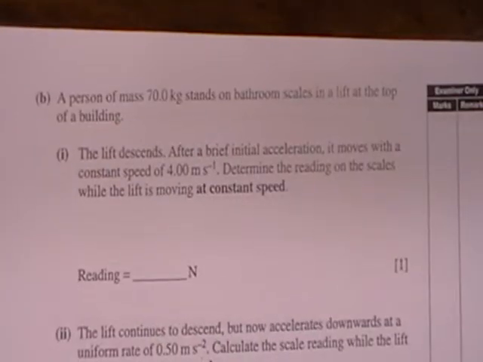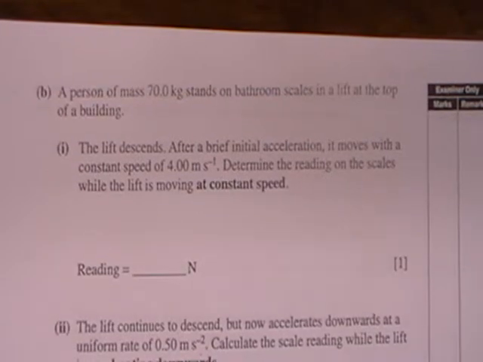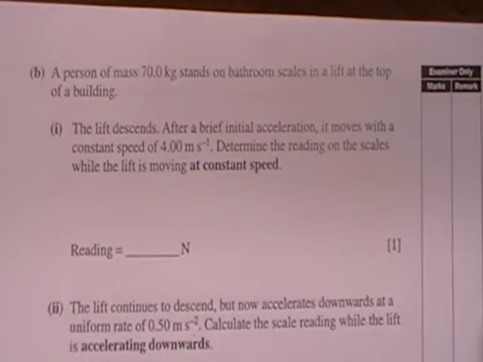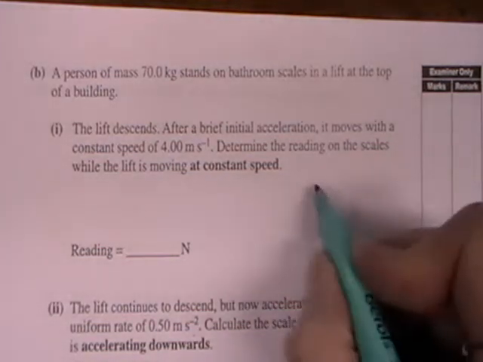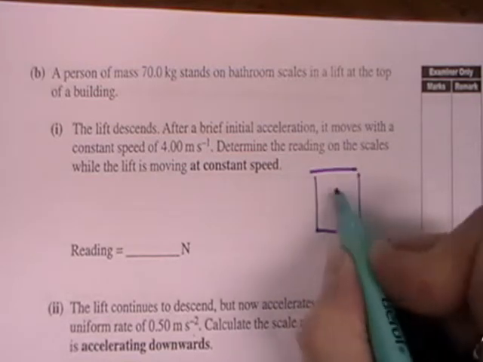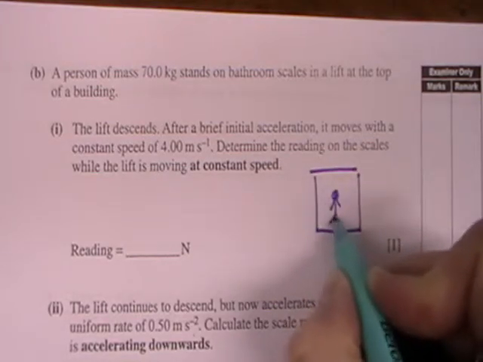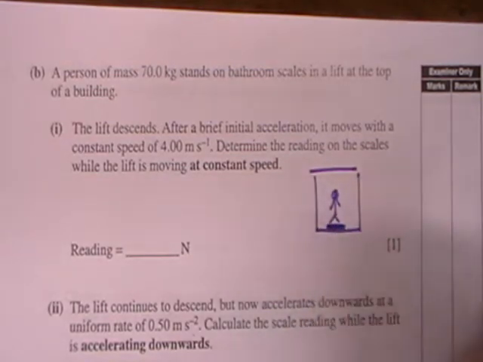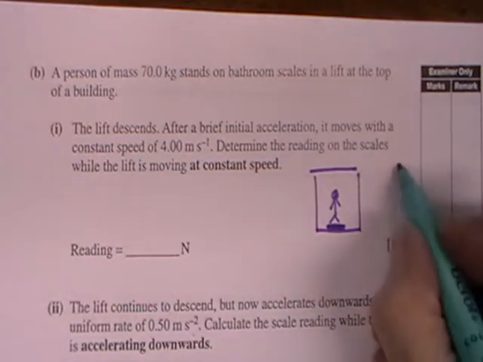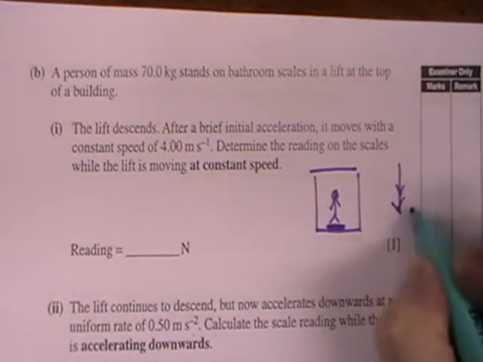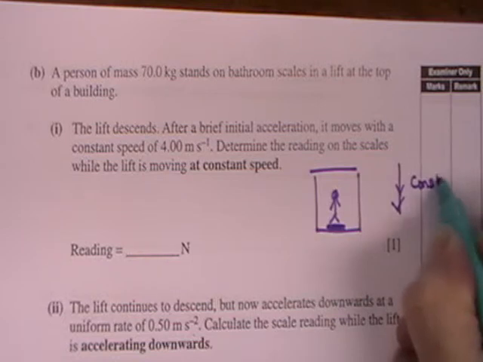Part B: a person of mass 70 kilograms stands on bathroom scales in a lift at the top of a building. The lift descends. After a brief initial acceleration, it moves with a constant speed of 4. Determine the reading on the scales while the lift is moving at a constant speed. If we just draw the lift, draw the person in the lift, and draw the scales he's standing on. So the lift is going downwards, but it's moving at a constant speed.